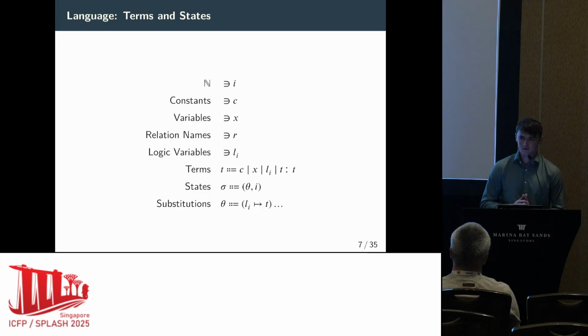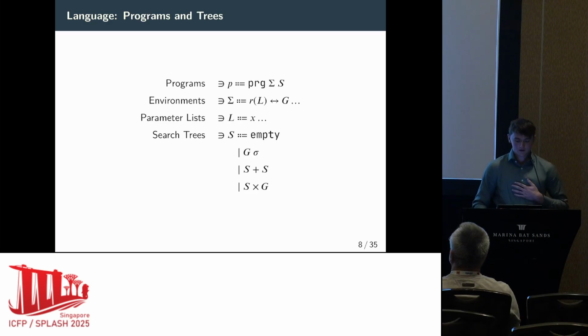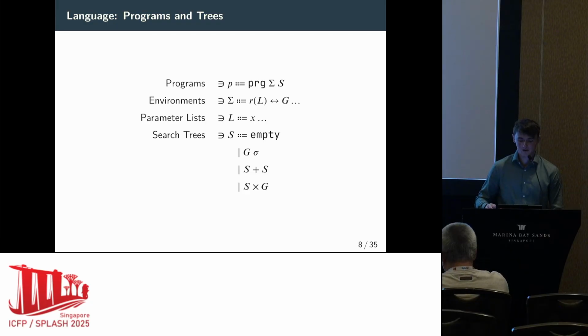Getting into the semantics, we'll assume some term language here. What's important is that our relation names are written with R, and our variables are written with X, so those will come up later. And we have the usual state consisting of a substitution mapping logic variables to terms and a logic variable counter. We mentioned trees are our main thing, our expressions and our values. And so our program consists of some relational environment and some search tree. Our search tree could be empty, which represents failure. It could be a goal state. It could be a disjunction of two search trees or a conjunction with a search tree and a goal.